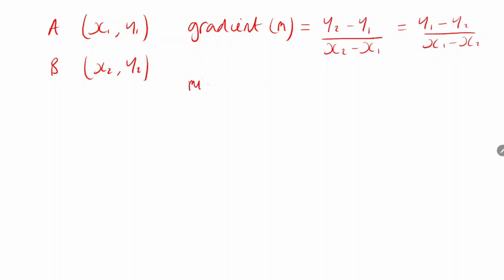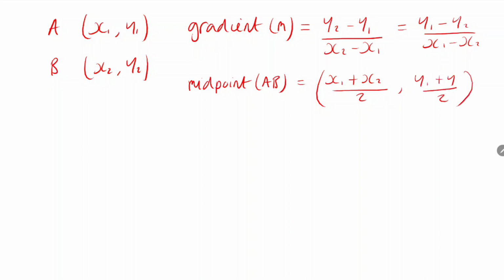The other formula that you need to know is for finding the midpoint between two points, A and B. The coordinates of the midpoint is essentially the average of the two individual coordinates. So to find the midpoint, you would do x1 plus x2 divided by 2. That will give you the coordinates in terms of x. And then y1 plus y2 divided by 2.